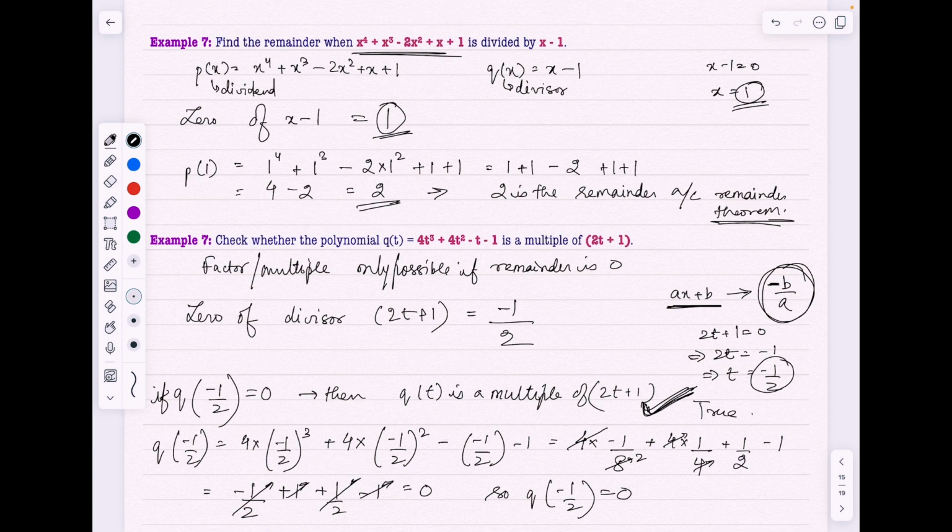So in this chapter I learnt about the remainder theorem, and the next chapter is related to the remainder theorem only, because that is the factor theorem we will learn. So this is related to the remainder theorem, and we will look into that in the next chapter.